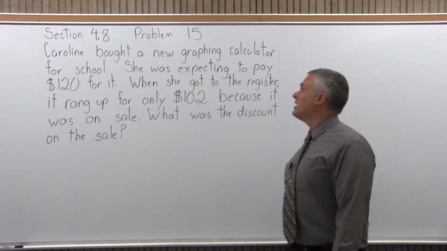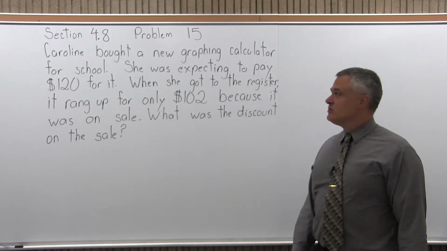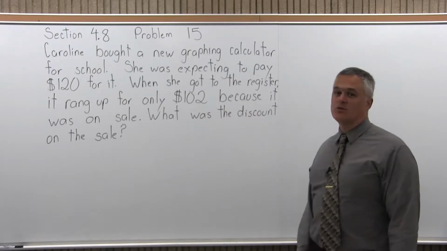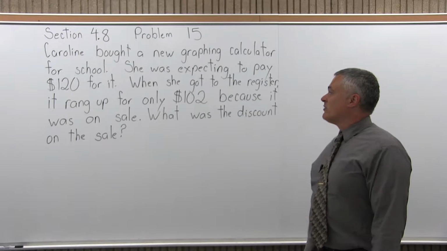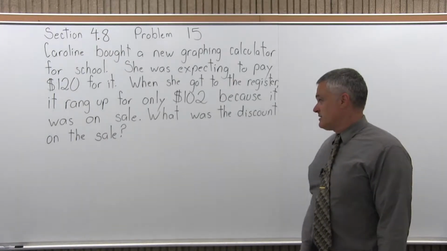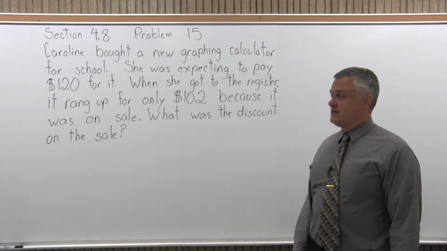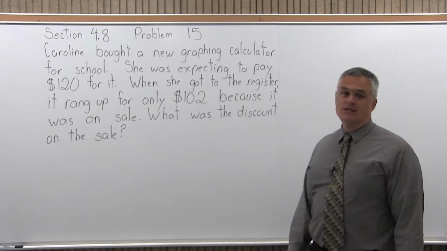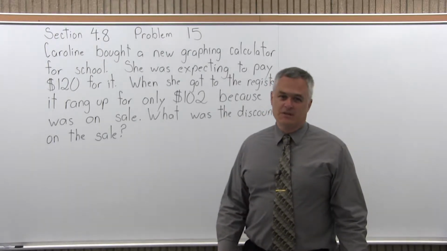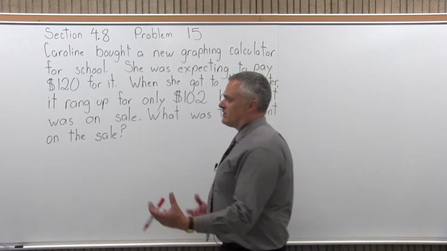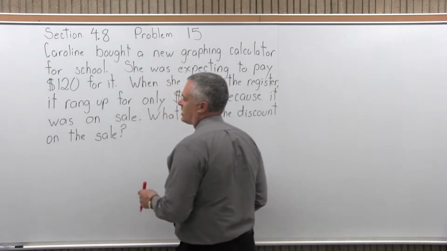It says Caroline bought a new graphing calculator for school. She was expecting to pay $120 for it. When she got to the register, it rang up for only $102 because it was on sale. What was the discount on the sale? So it was on sale, she didn't realize, but what was the sale? Was it 10% off, 15% off, 20% off? What type of sale are we talking about?